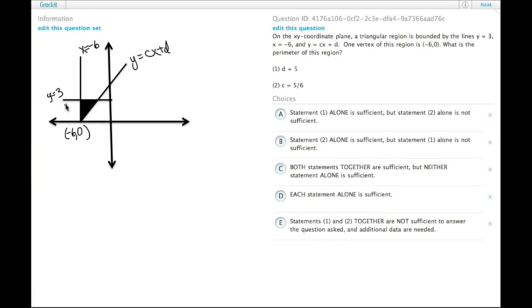And we can also tell that since this line is y equals 3, and this is x equals -6, this one here is (-6, 3). And so in order to figure out the perimeter of the region, basically we need to find out what this third point here is, because then we will be able to use the Pythagorean theorem to find the hypotenuse of the triangle and then the difference in the y values between these 2 points and the distance in the x values between these 2 points to figure out what the perimeter is.